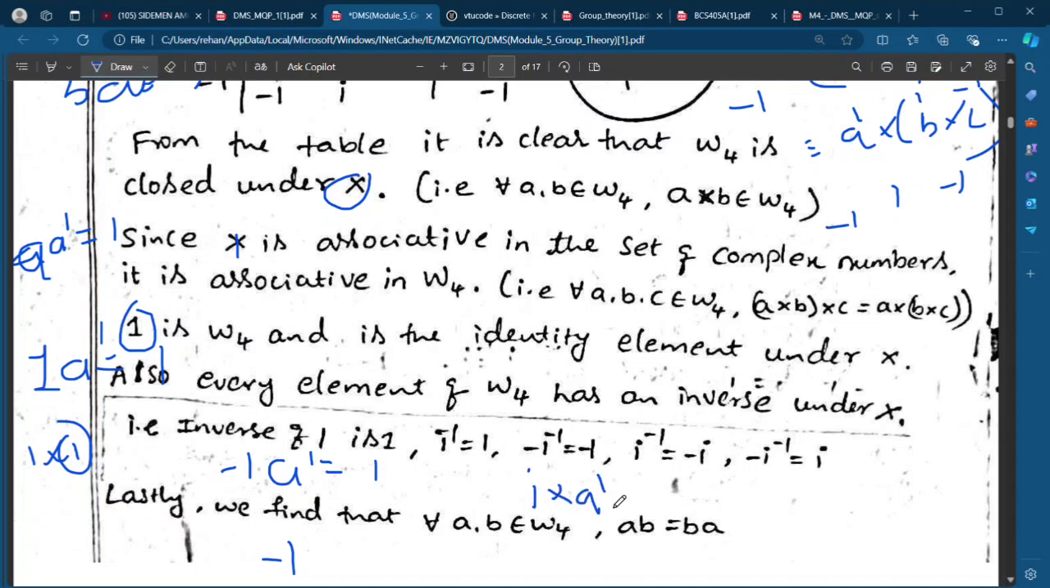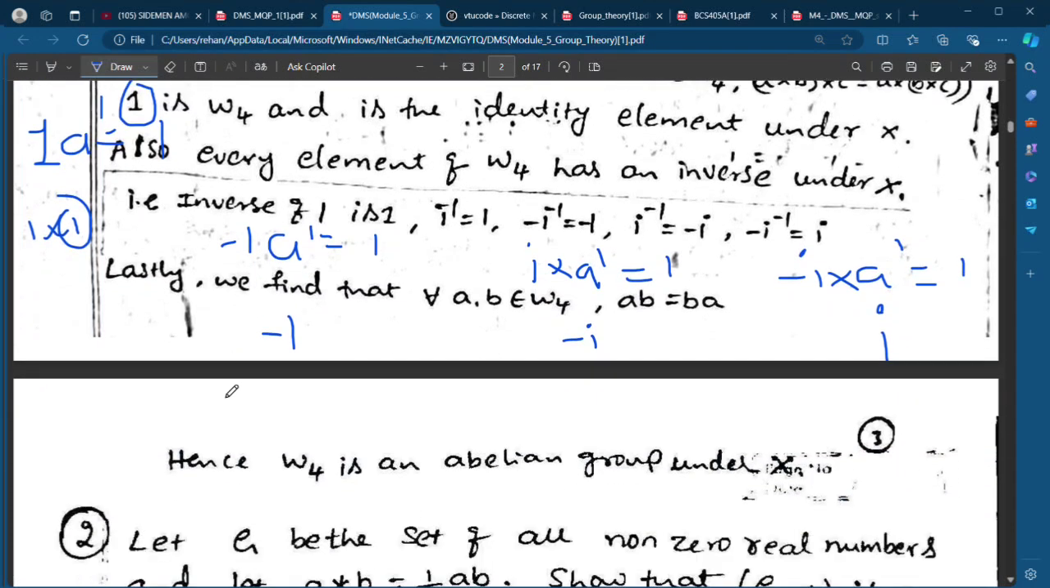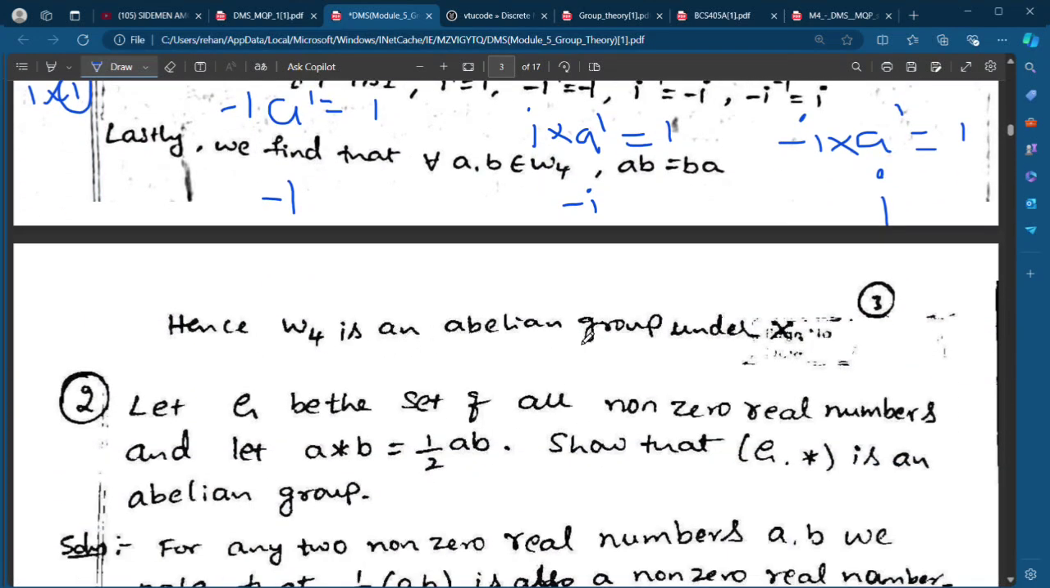Same way, i into some a inverse should give me 1. Now we know that with different signs, i into minus i gives 1. So for i, minus i is the inverse. Similarly, for minus i, into a inverse I should get 1. Minus i into minus i gives minus 1, so I have to take plus i. The signs will be different. So each number is its own inverse or is inverse to the other. So I can say that W4 is an abelian group. I proved associativity, commutativity and so on.